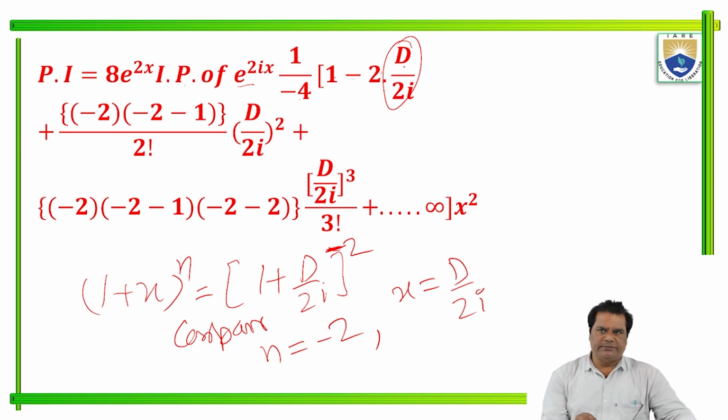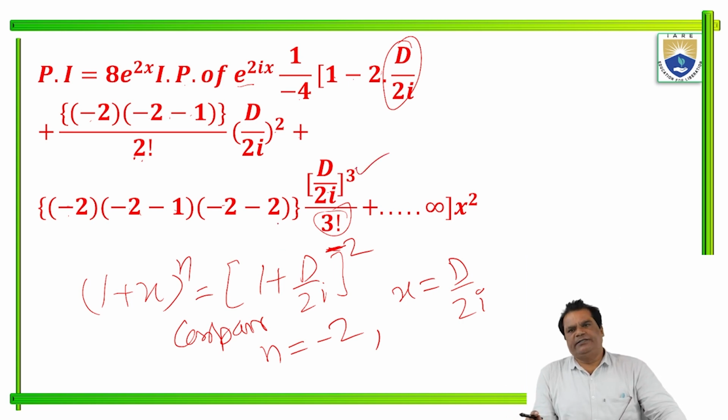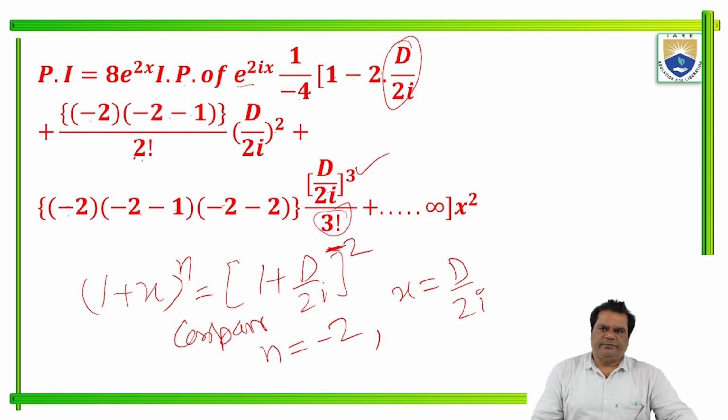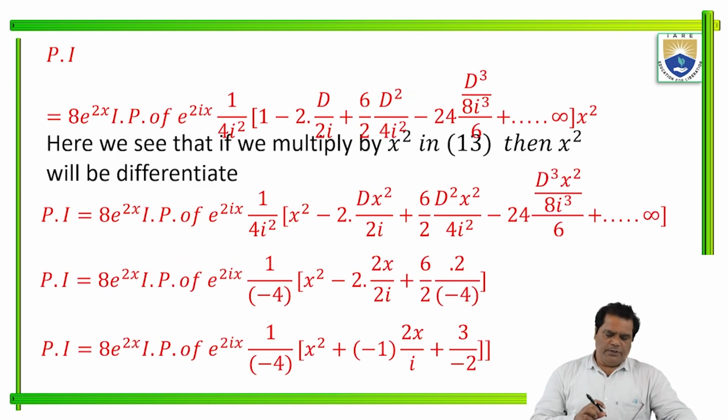Both values putting in our formula, we get this expansion: 1 plus n times x, minus 2 into d upon 2i, plus next n into n minus 1 upon factorial 2, minus 2 into minus 2 minus 1 upon factorial 2, d upon 2i whole square, plus next minus 2 into minus 2 minus 1 into minus 2 minus 2 upon factorial 3, d upon 2i whole cube. Similarly, we can expand this formula up to infinity. This is only a single function here, an algebraic function.